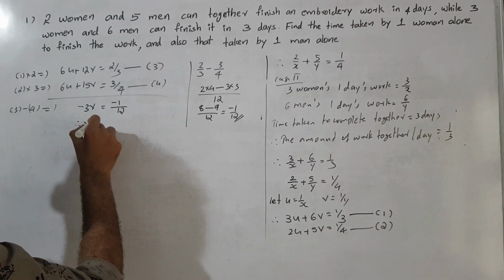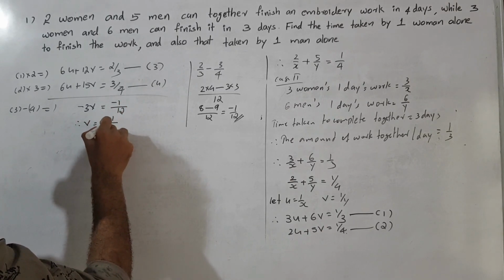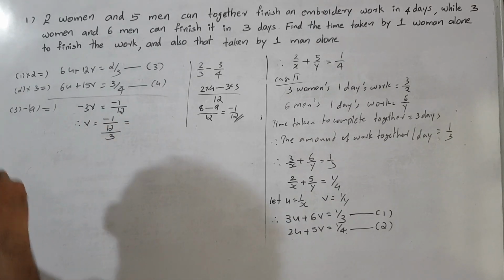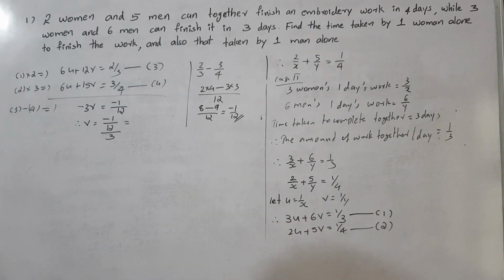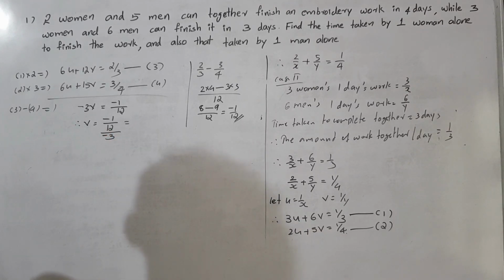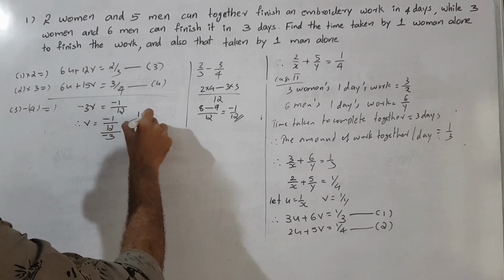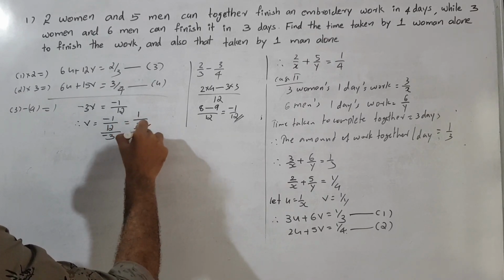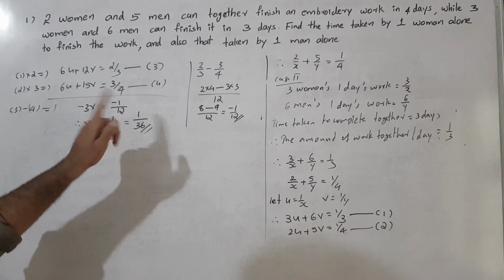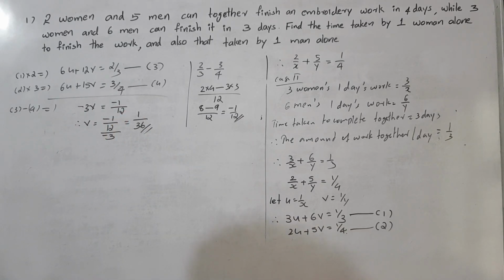Therefore, v is equal to minus 1 by 12 divided by minus 3, which is equal to 1 by 36. That is 12 into 3, correct? 12 into 3 is 36. Both are negative, so the answer is positive. So v is 1 by 36. Then what is next?